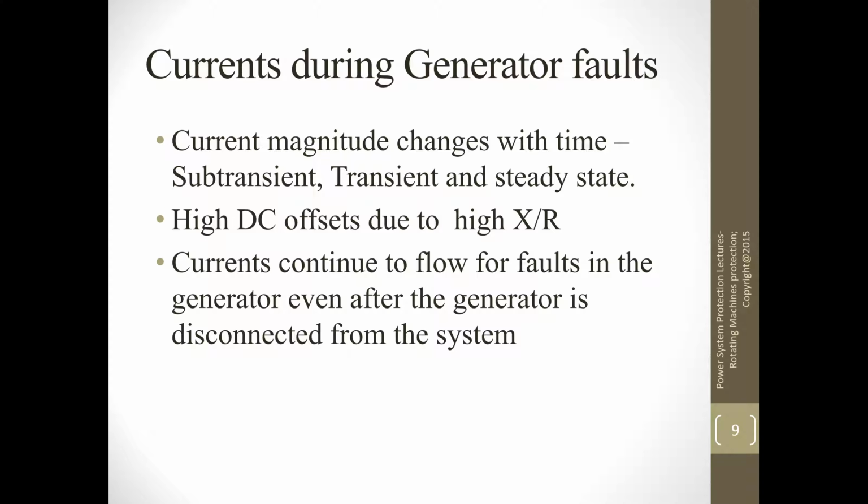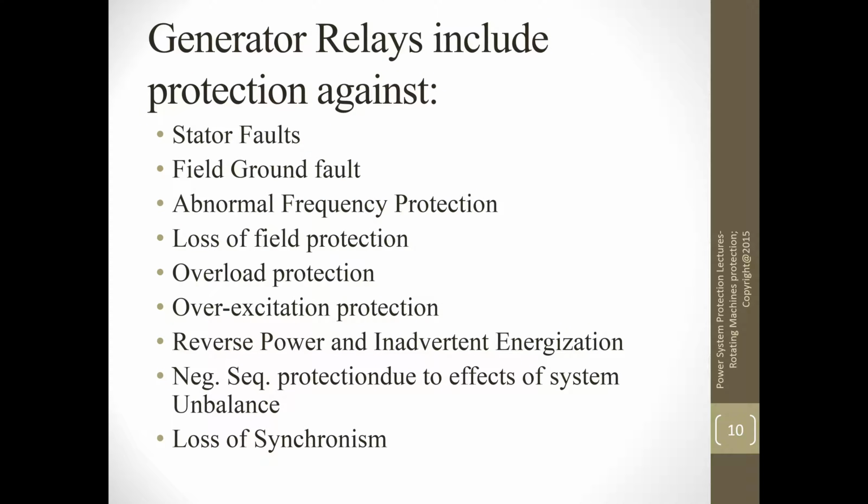Generators are highly reactive, so they have a very high X over R. This produces very high DC offsets initially. And current continues to flow if there is a fault within a generator, even if you disconnect it from the system, because of the rotational inertia of the machine.